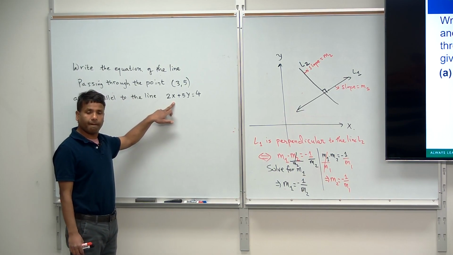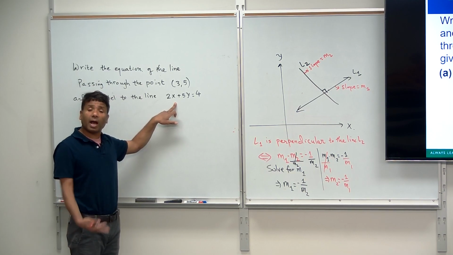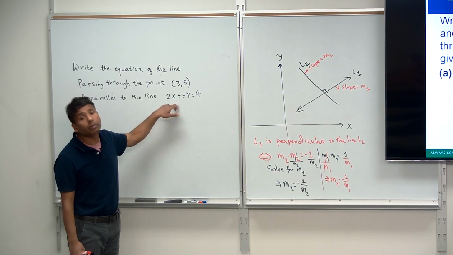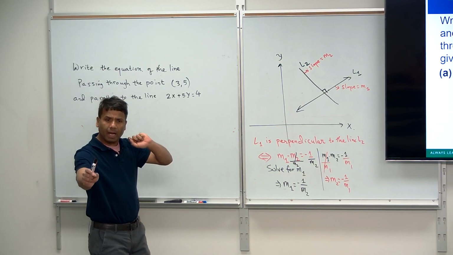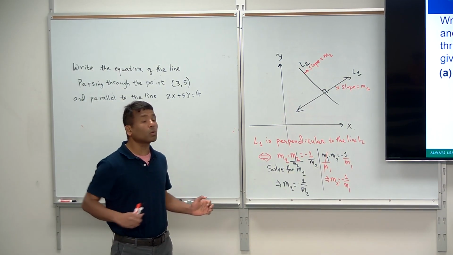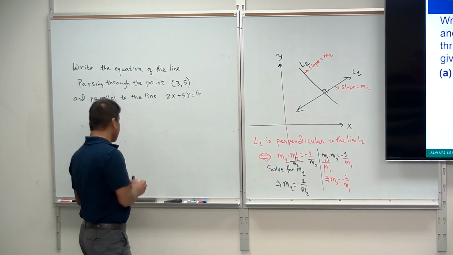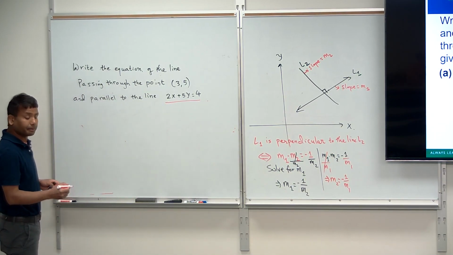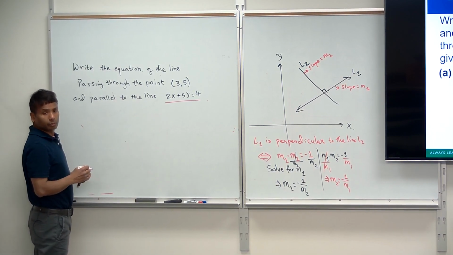right? The equation of the line which is to be found also has the same slope. You see what I'm saying, right? The equation of the line passing through the point (3, 5) is parallel to the line 2x plus 5y equals 4. So let me find the slope of this line. How do you find the slope? You move 2x to the other side and then you divide by 5.